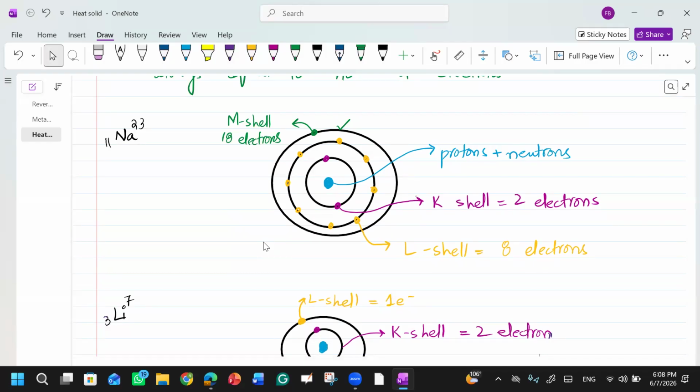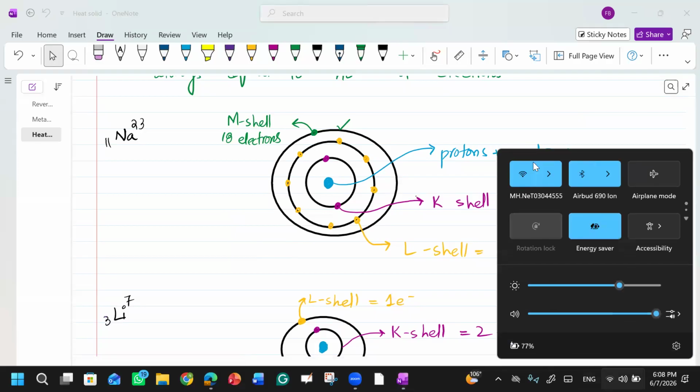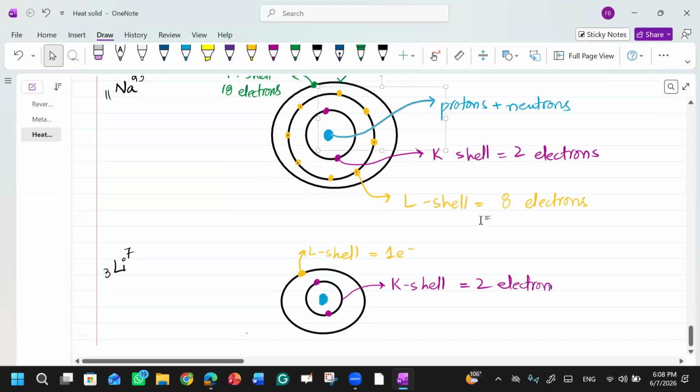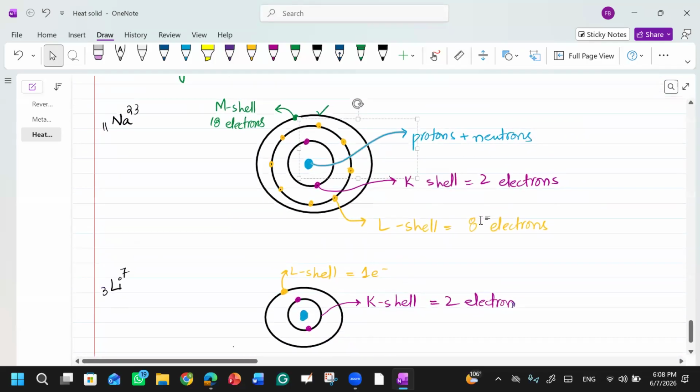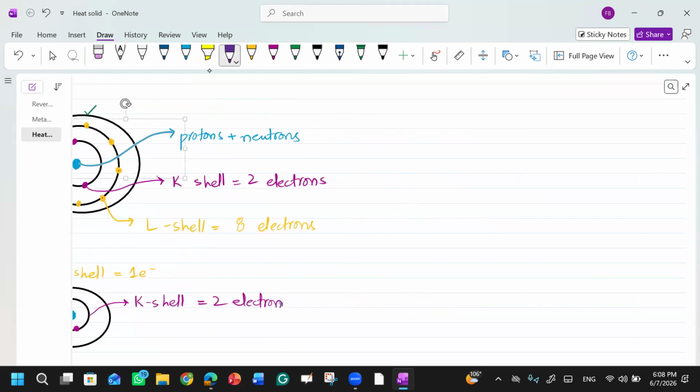So when more electrons are left behind, in the next shell you will put the electrons. So you see in both sodium and lithium, what is the common thing? Both have only one electron in the outermost shell, right? So this is what we say: these two belong to group 1.